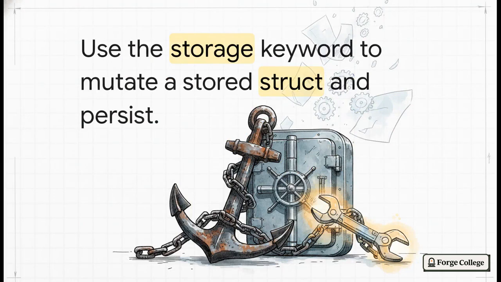Because of this, when you need to mutate a stored struct, you must obtain a persistent reference. You do this by explicitly using the storage keyword when defining your variable. If you forget this, you're just writing on that temporary sticky note. You'll either trigger a compiler error, or, honestly worse, you'll silently lose your updates forever.